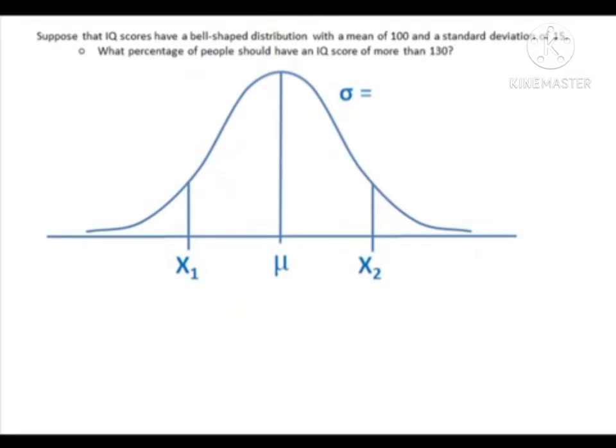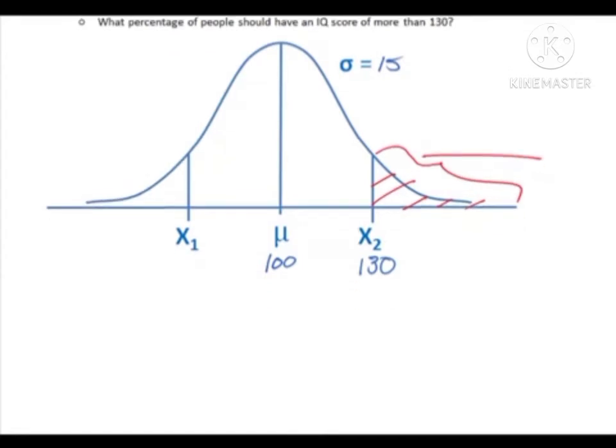Suppose that IQ scores have a bell-shaped distribution with a mean of 100 and a standard deviation of 15. What percentage of people have an IQ score of more than 130? That would mean that the area shaded is the outside area. So we want to know how many people have an IQ score greater than 130.